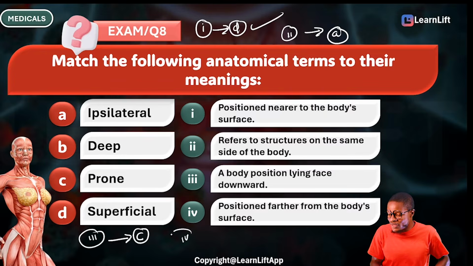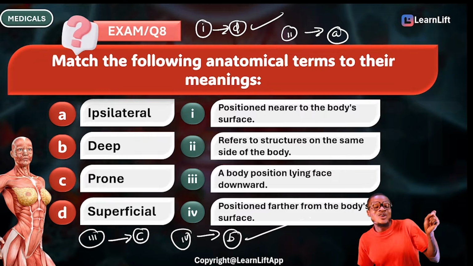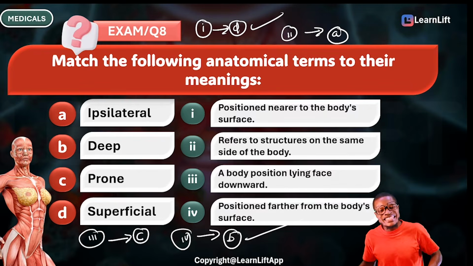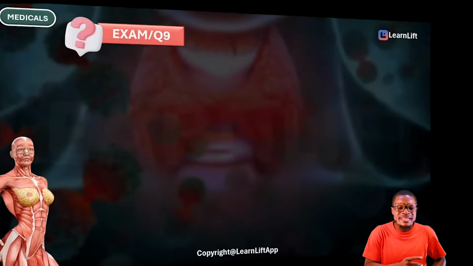That means your 4 definitely is going to correspond with your deep, and deep is in your B. So all of these things, we have gotten all the 4 correctly. Well, yeah, let's go. Are you getting them with me? Look at the next question.